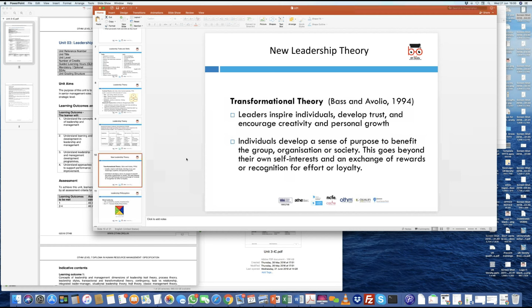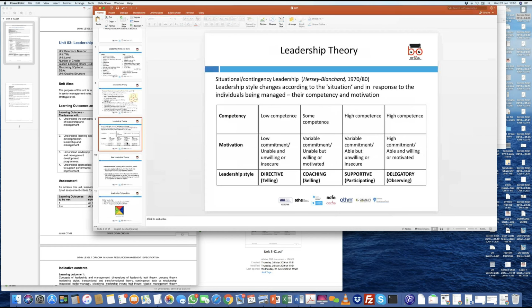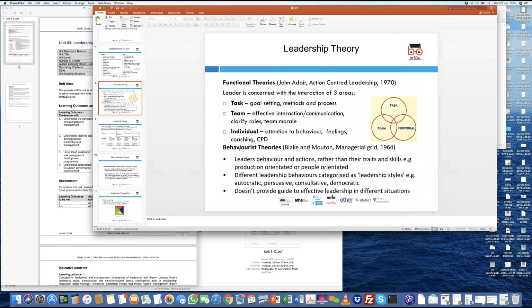Yes. Before the situational leadership theory, the behavioral, I didn't really understand that. So before the functional, behavioral. Yes, could you please just explain a little more? Okay, so basically, I understand the functional, but behavioral, I didn't really get it.